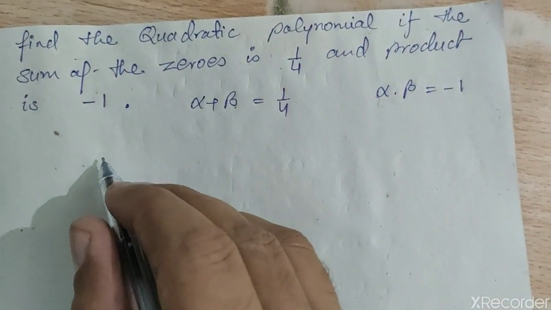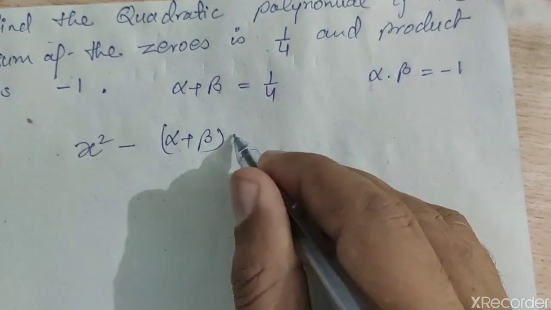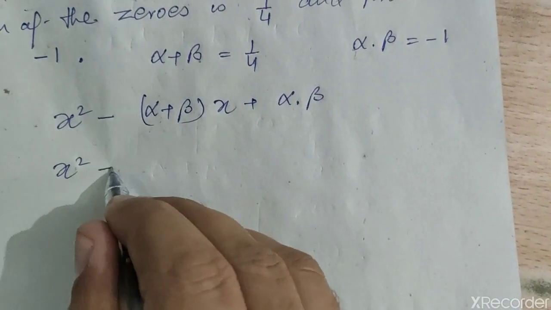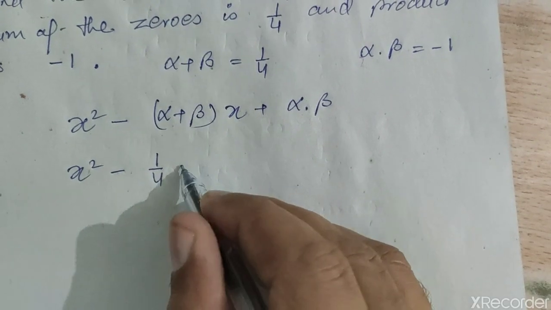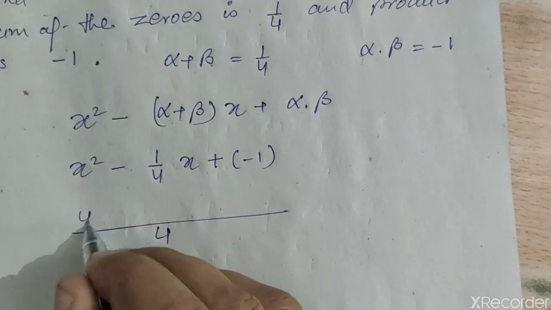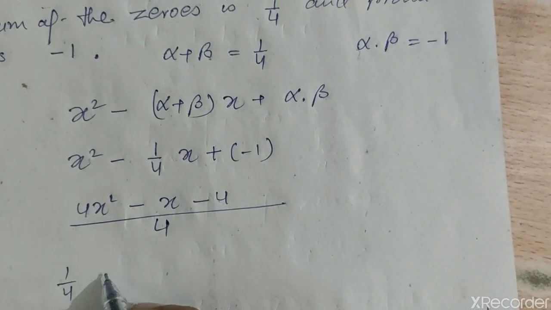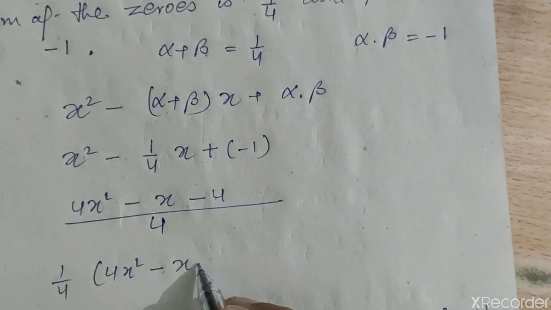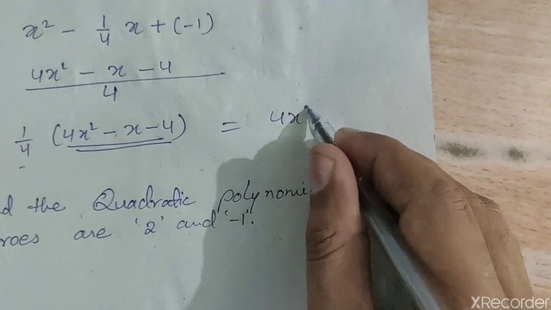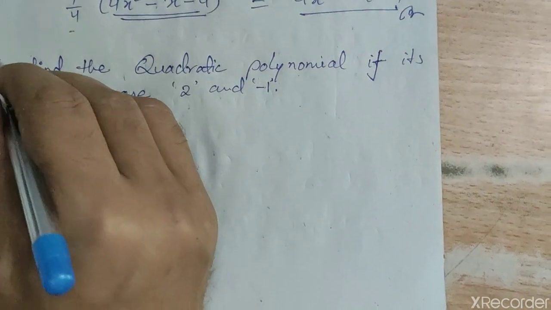So we should know the quadratic polynomial is x square minus the sum of zeros, that is alpha plus beta, into x plus the product of zeros, alpha into beta. So x square minus 1 by 4 x plus minus 1. Taking LCM as 4, it will be 4x square minus x minus 4. So I could write 1 upon 4 times 4x square minus x minus 4. This is the quadratic polynomial. So I could write it as 4x square minus x minus 4 as the answer.